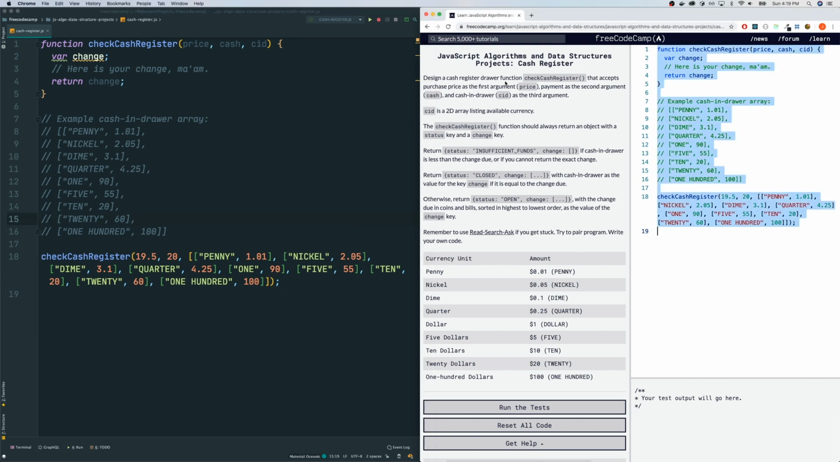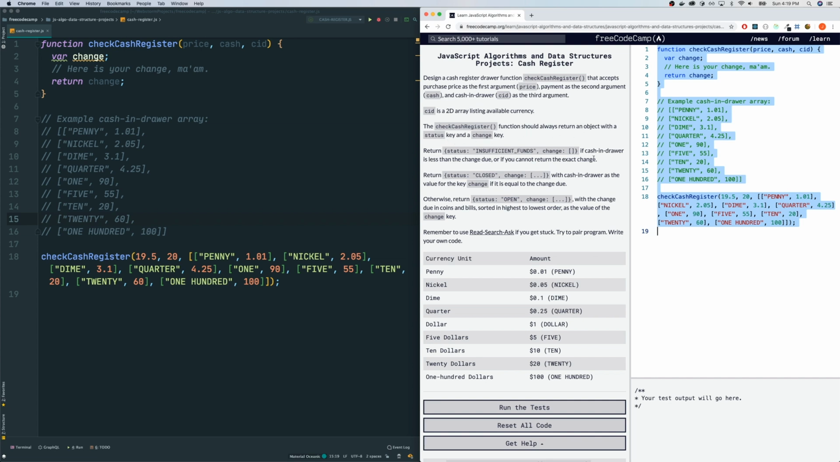Design a cash register drawer function, checkCashRegister, that accepts purchase price as the first argument, price, payment as the second argument, cash, and cash-in-drawer, CID, as the third argument. Okay, so we have three parameters here. CID is a 2D array listing available currency. The checkCashRegister function should always return an object with a status key and a change key.